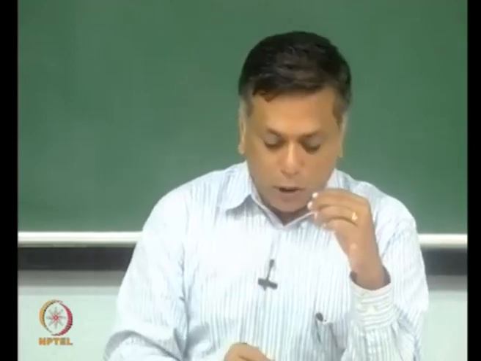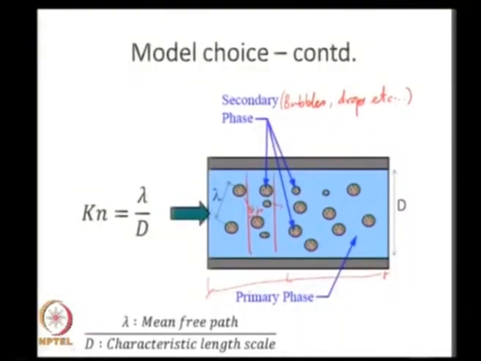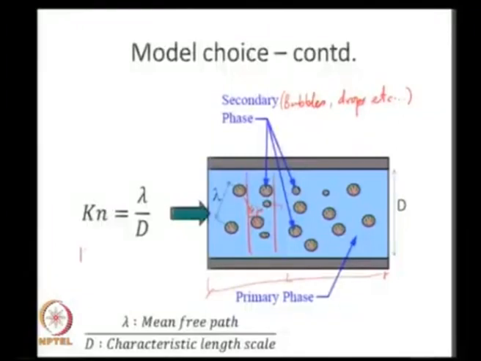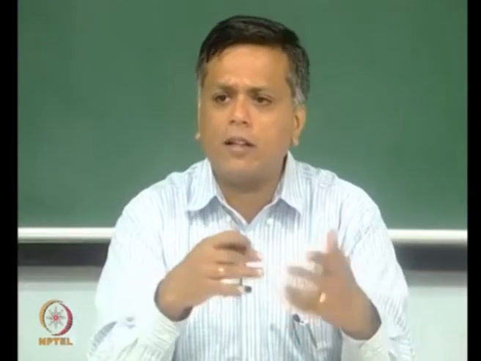So, if this ratio of the mean free path to the characteristic length scale is very, very small, that means something, if it is very large it means something else. Okay. This ratio is referred to as the Knudsen number. If the Knudsen number is very small, that means the mean free path is very small in comparison to the physical size of the domain. That is, these collisions are happening very rapidly.